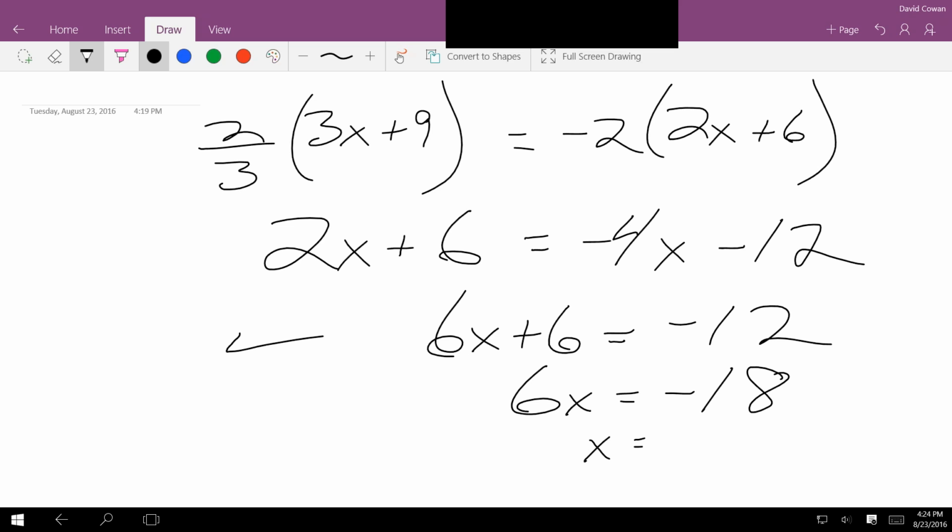Negative 18 divided by 6. Negative 6? What are we going to do to solve this? Is it negative 6? Well, we're going to divide both sides by 6. Yeah. What's 18 divided by 6? 6, I think. 3. No. 3, sorry.